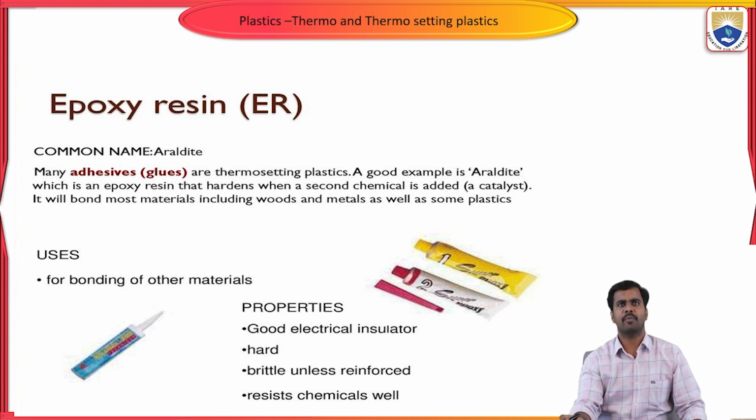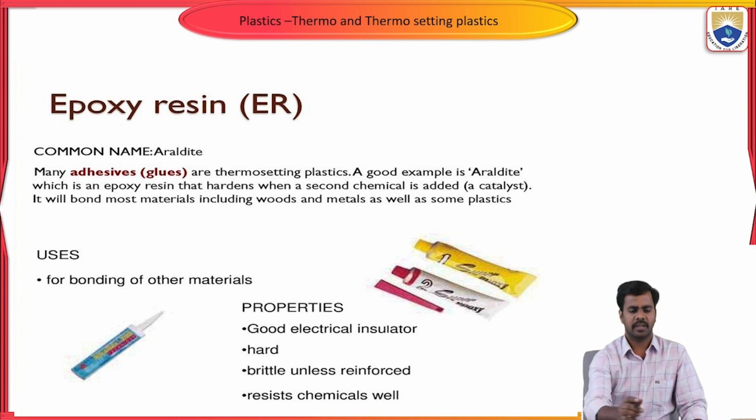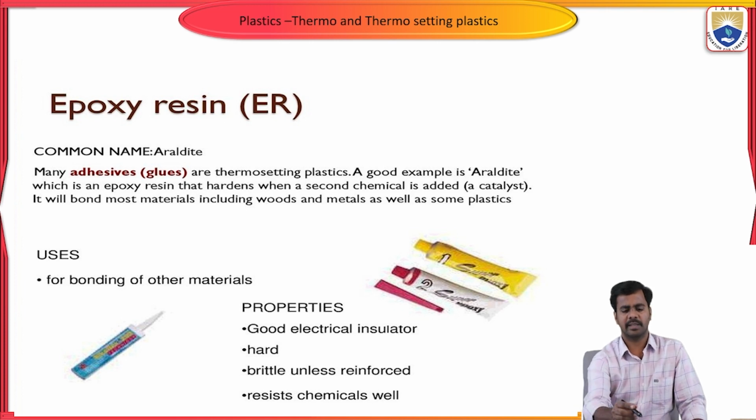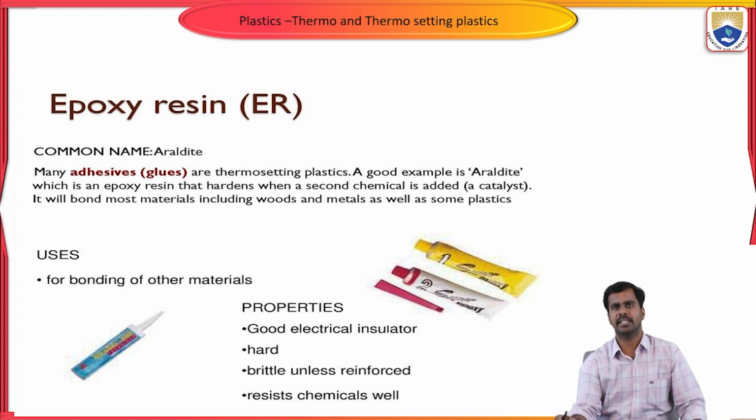And next one is epoxy resin. Many adhesives are thermosetting plastics. A good example is Araldite, which is an epoxy resin that hardens when a second chemical is added as a catalyst. It will bond most materials including woods and metals as well as some plastics.